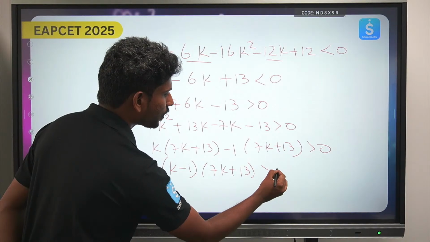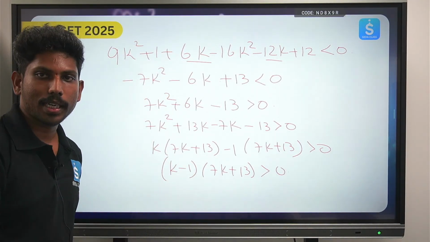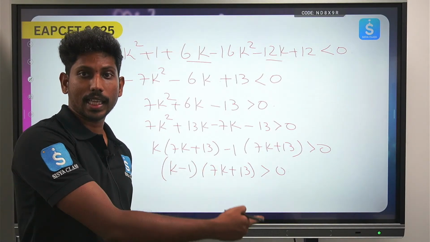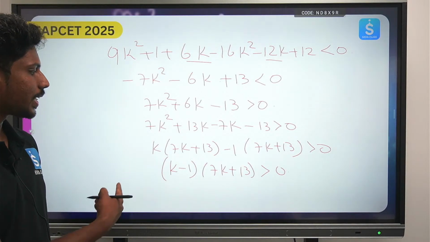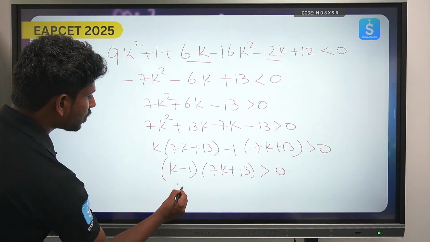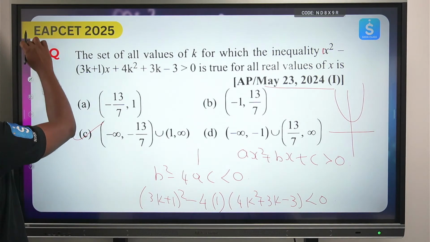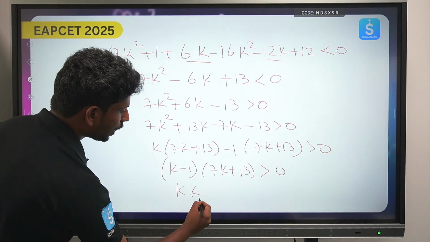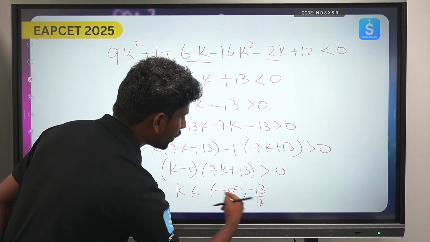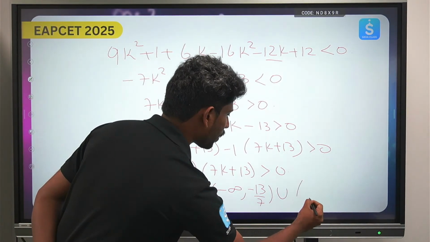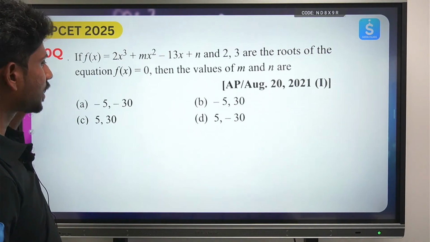So we have x belongs to minus infinity. Now what form is this in? x minus alpha into x minus beta is greater than 0, that means x belongs to minus infinity comma minus 13 by 7, so k belongs to minus infinity comma minus 13 by 7 and 1 comma infinity. So this is option C. From here you can just write, because k belongs to minus infinity comma minus 13 by 7, if you equate it to 0 we'll be getting union 1 comma infinity. Okay, I hope this is clear to you. Now let's see the next one.